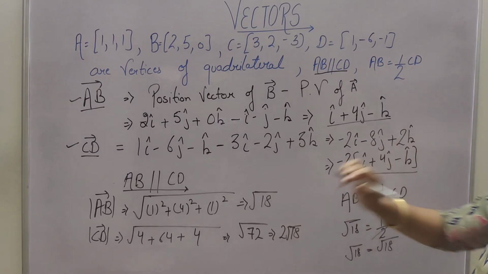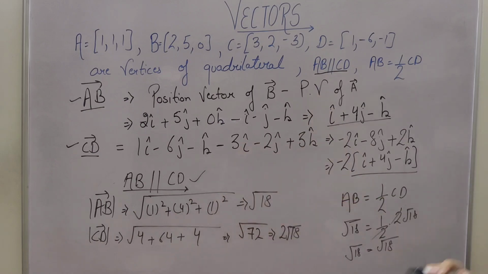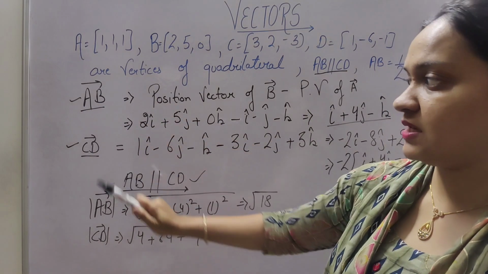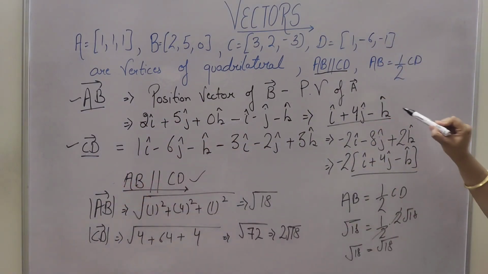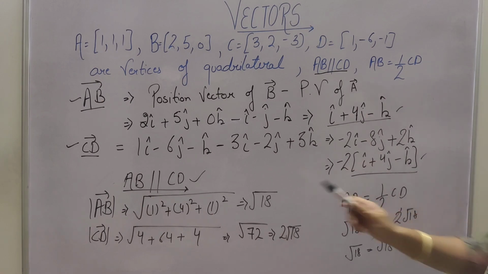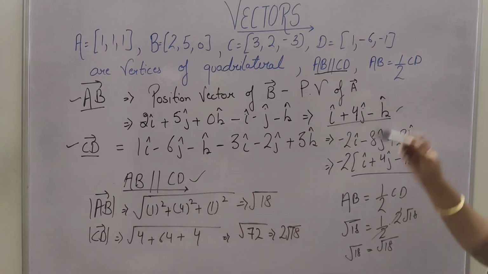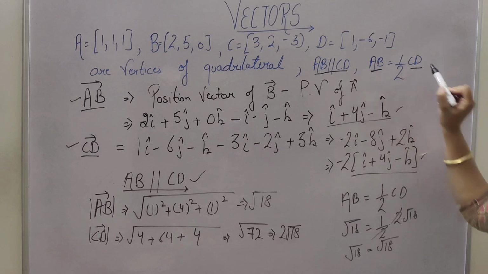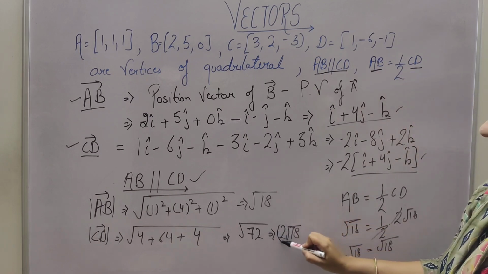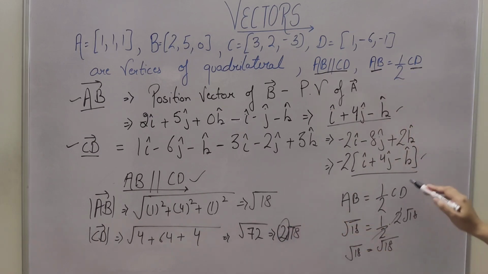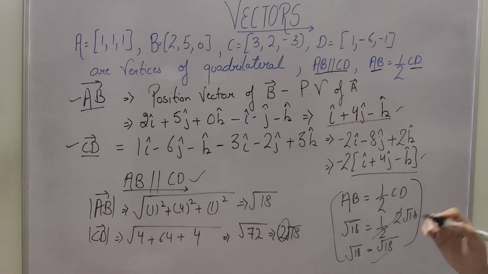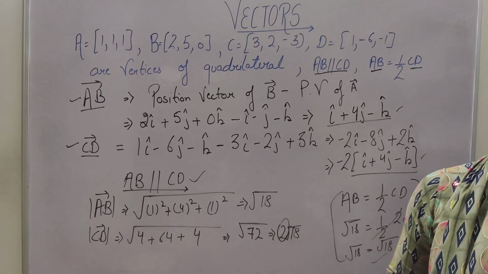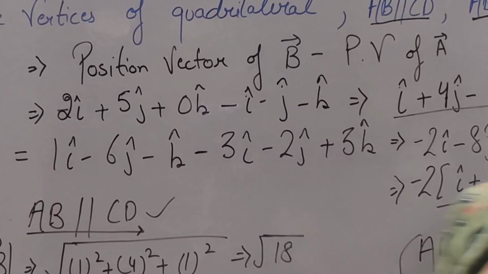Clearly? First of all, we calculated that AB is parallel to CD. How? Taking position vector B minus A and D minus C, both the values are the same, so we can say that these are parallel. Now we calculated the magnitude of AB and CD, and there is a difference of only a factor of 2. You can say both the points are proved in this question. Now moving ahead with the last question of this video.